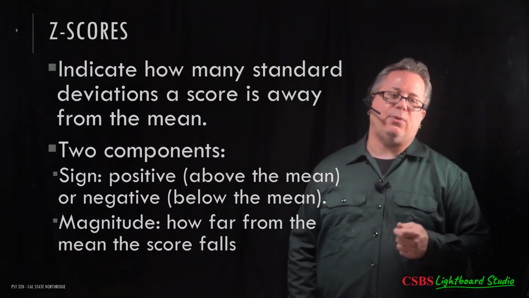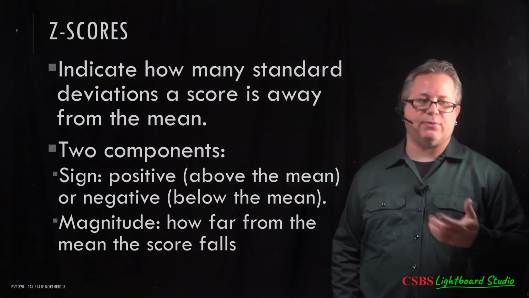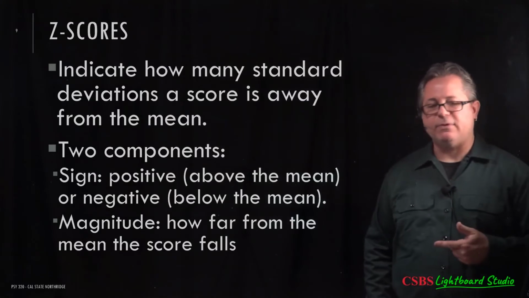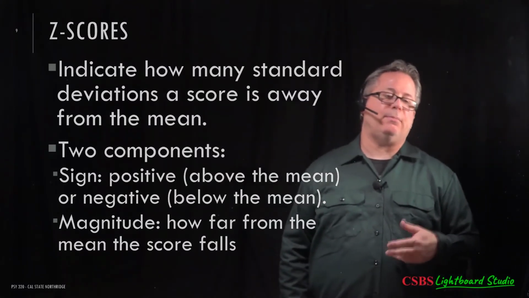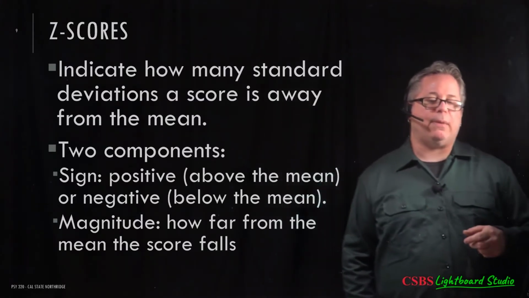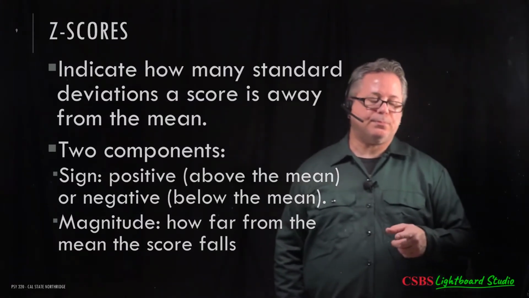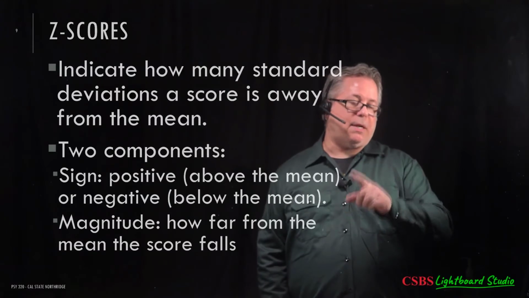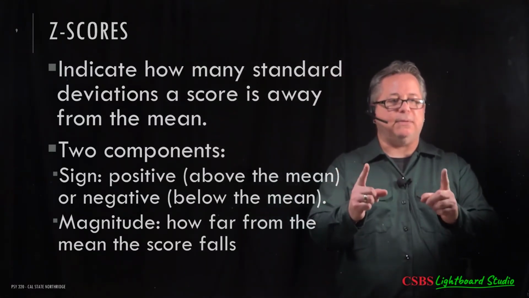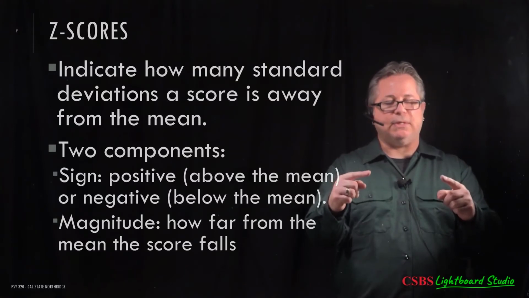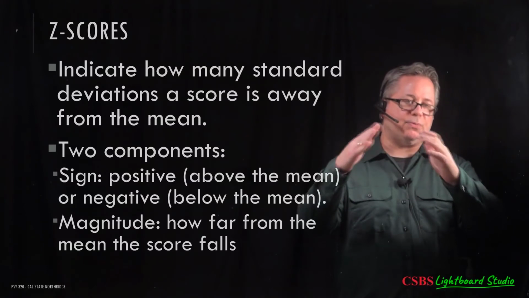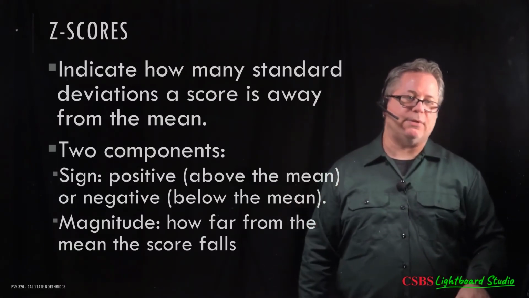If the sign for a z-score is positive, it means it's above the mean. If it's negative, it means below the mean. And then the magnitude just tells you how far away from the mean it is. One thing to keep in mind is that a positive 1 and a negative 1 are equally distant from the mean. They're the same distance from the mean, regardless of the fact that one's negative and one's positive, because we're assuming the symmetry of the distribution.